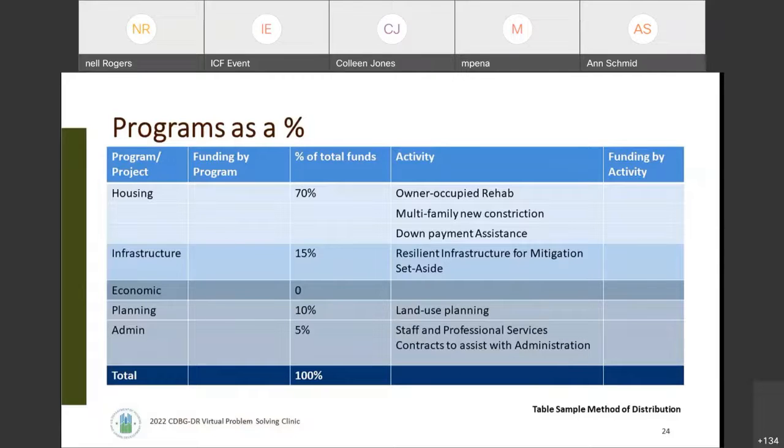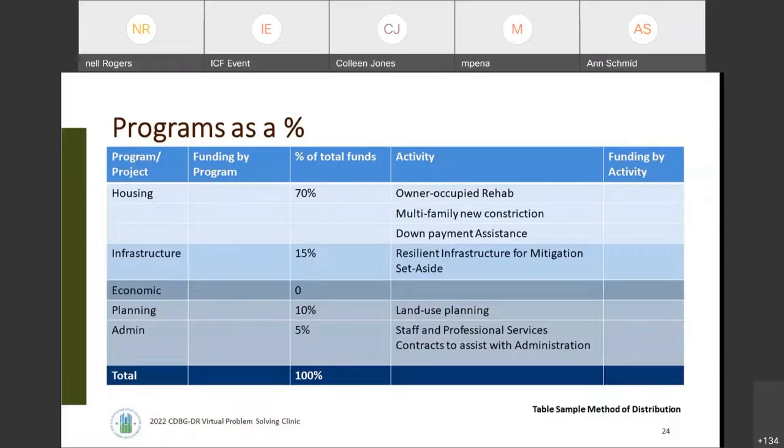So one thing that I do, when states that I've worked with have received federal funds, is I think about programs as a table of percentages at first, because so much of the HUD program is geared towards percentage requirements: the percentage of serving low to moderate income persons, the percentage of funding in the most impacted and distressed areas, the percentage of funding for mitigation or resilient mitigation.